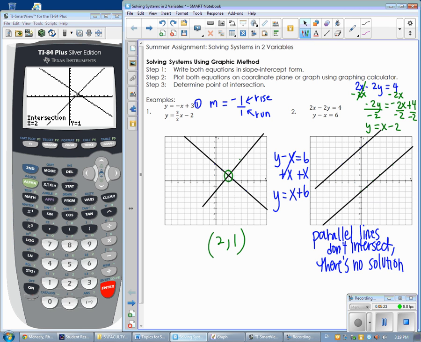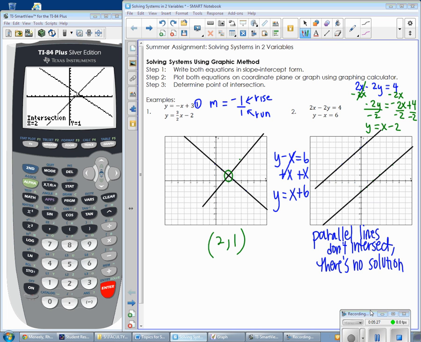Okay. What you might also hear is that a system that has no solution is often called inconsistent. That's another name for it. Okay, and we could also try graphing that on the calculator. If you go to try to do the intersect option, it's just going to give you an error message.